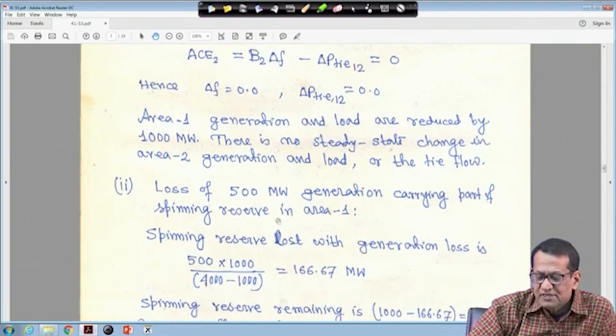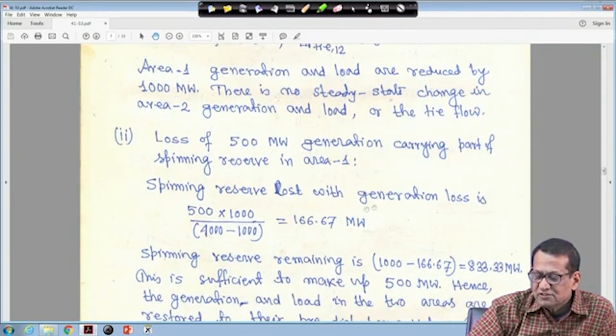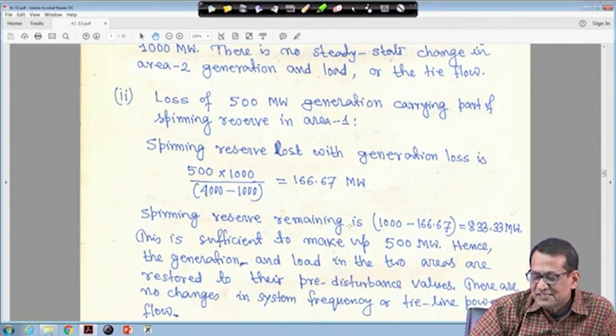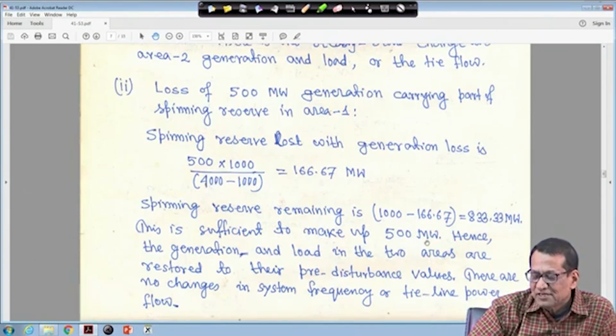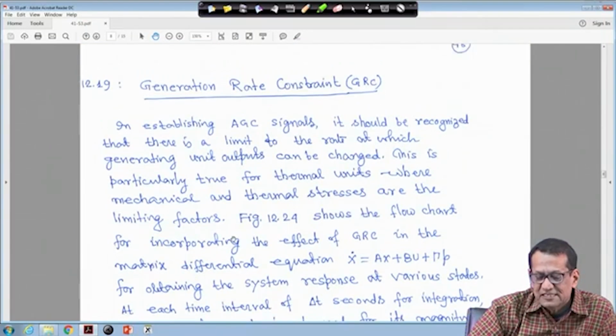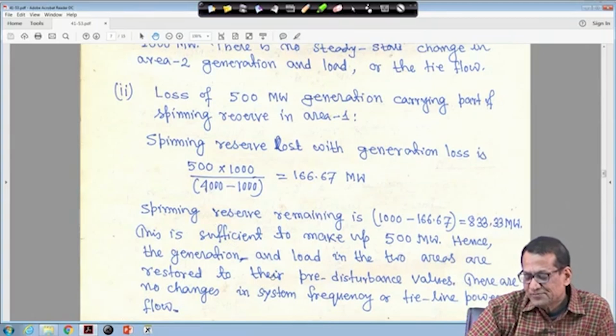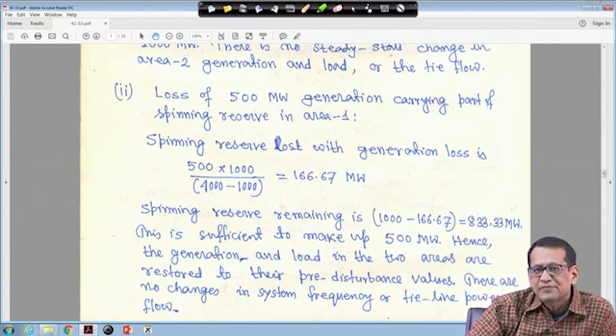Now, loss of 500 megawatt generation carrying part of the spinning reserve in area 1. So, the spinning reserve lost with generation losses will be simply 1000 by 4000 minus 1000 into 500. So, 166.67 megawatt, right, simple arithmetic. So, the spinning reserve remaining is 1000 minus 166.67, so 833.33 megawatt. This is sufficient to make up 500 megawatt. Hence, the generation and load in the two areas are restored to their pre-disturbance values. So, there are no changes in system frequency or tie line power flow. This is a typical problem, right.